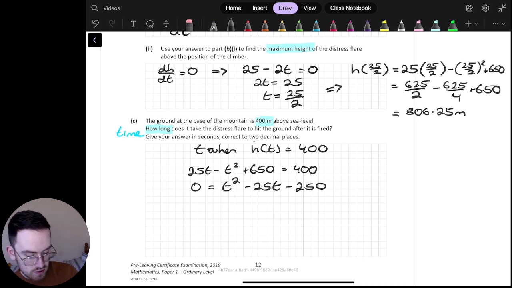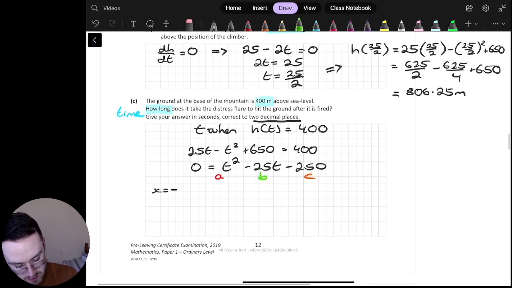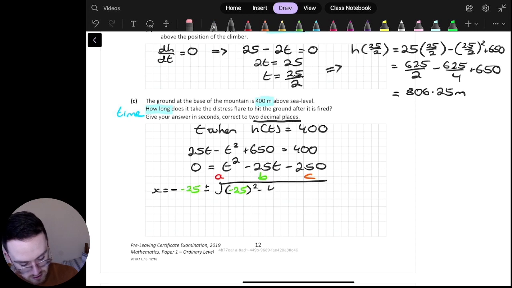And we're told to give our answer correct to 2 decimal places, which is generally a sign for us that we need to use our minus b formula. So we'll do that. And we're free to use the minus b formula regardless. So x is equal to, so we're subbing in, minus minus 25 plus or minus the square root of minus 25 squared minus 4 by 1 by minus 250. Okay, and then it's all over 2a, so that's all over 2 by 1.